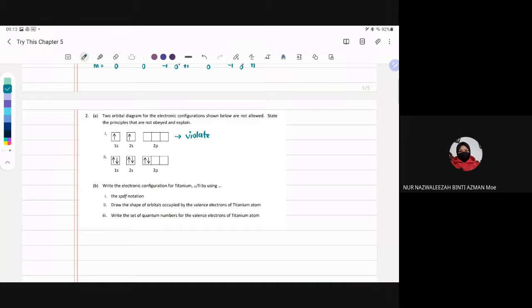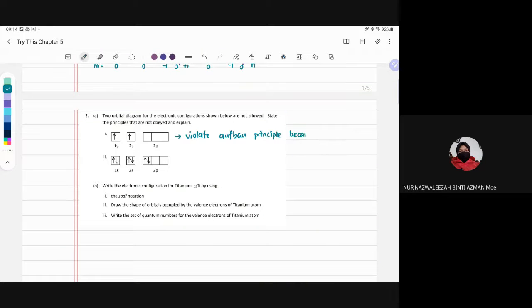Anyone? Ada 3 rules semalam kita sentuh. Kita ada Aufbau, kita ada Hans, kita ada Pauli. Which one of these dilanggar? Anyone nak jawab? Anyone can give me your answer? Soalan 2. Bukan Pauli exclusion. Dia adalah, okay, Ayuhani, Leona, Izzat, Aufbau. Betul, Aufbau. Dia violate Aufbau principle.